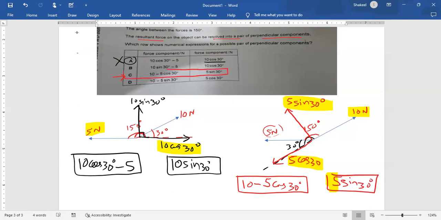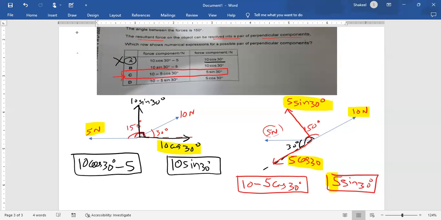So these two are actually the components of the resultant of these two forces, 10 Newton and 5 Newton. So this was just a tricky way to ask the question. They can ask you to find the total resultant of these two forces. They can ask you to find the component of the resultant of these two forces.